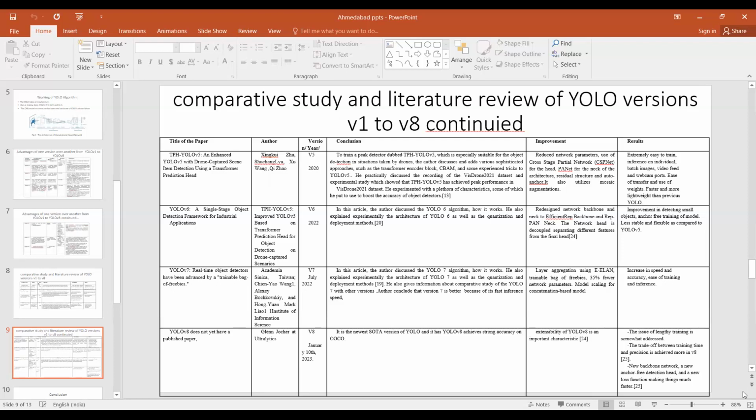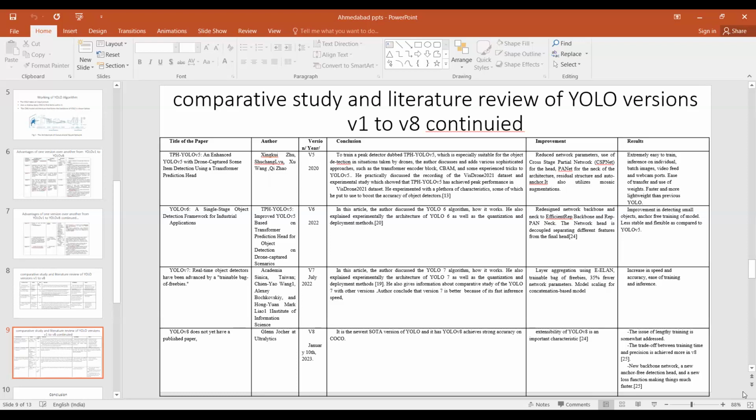In the sixth paper, or YOLO V6 version, the author discussed the YOLO V6 algorithm, how it works, and explained experimentally the architecture of YOLO V6. In the seventh paper, that is version 7, the author discussed the YOLO V7 algorithm, how it works, and also explained experimentally the architecture of YOLO V7. The author concluded that V7 is better because of its fast inference speed and layer aggregation.